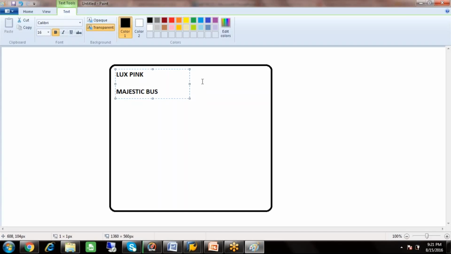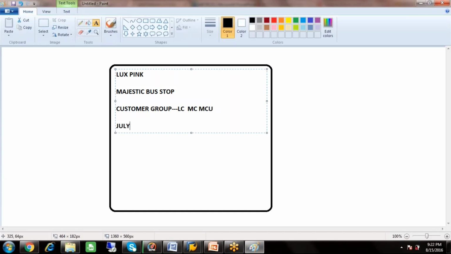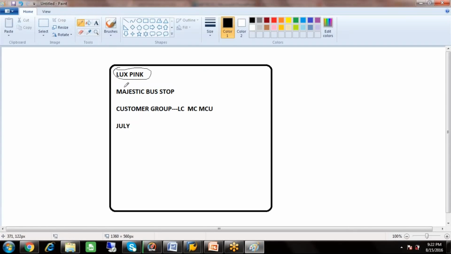Let's say I'll call it how this product was sold in an area near the Majestic bus stop. So I'm trying to analyze product wise, area wise. Let us say I'll go with one more parameter, customer group. When I say customer group, I'm talking about something like lower class, middle class, or upper middle class, so that things become a little easier for my analysis for a specific month, I'll say July. So what I'm trying to do here is analyze product wise, area wise, customer group wise, and month wise. So 4 or 5 parameters I'm taking into consideration.